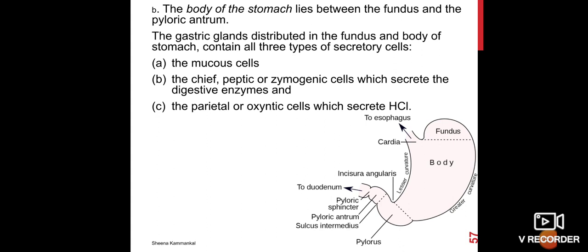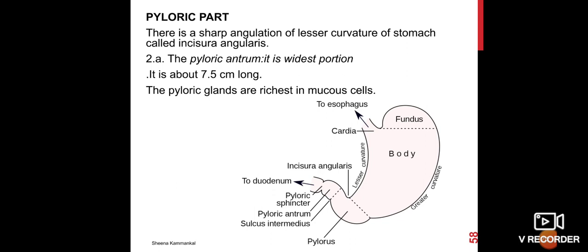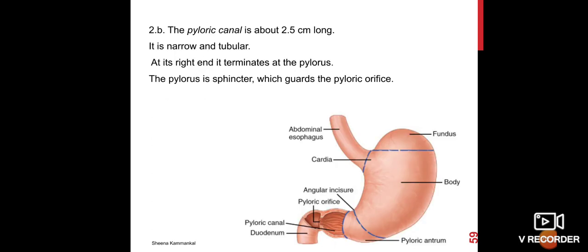The body of the stomach lies between the fundus and the pyloric antrum. The body of the stomach consists of gastric glands. The pyloric part has a sharp angulation along the lesser curvature of the stomach. And this pyloric part is divided into pyloric antrum. This area also consists of pyloric glands. The pyloric antrum continues with the pyloric canal, which is about 2 to 2.5 centimeters long. At its right end, it terminates at the pylorus. This lower end of the pyloric canal is guarded by a pyloric sphincter.